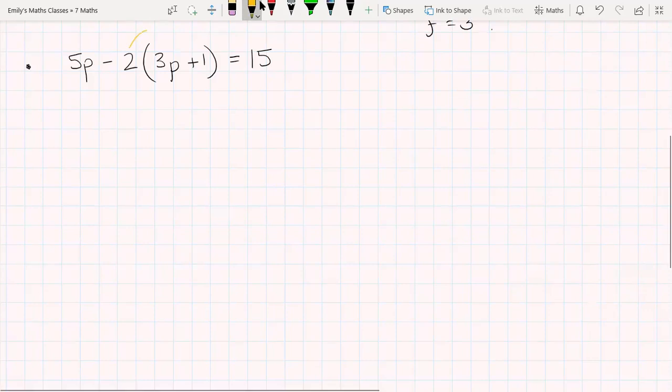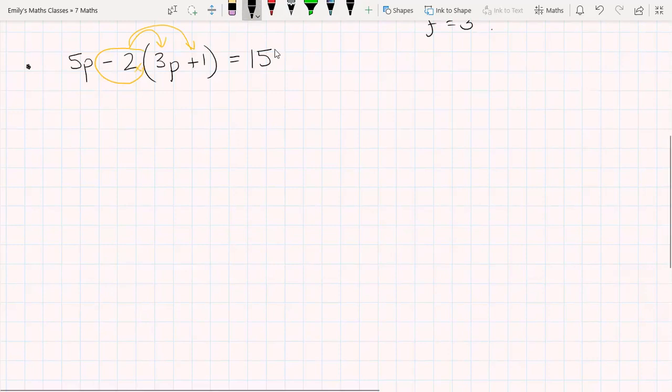We've got the 2 connected to this, and there's a times in there. The thing to remember is it's not just 2 out the front, it's minus 2 out the front. So this one is very tricky. People get this sort of one wrong all the time. So let's go ahead and expand the brackets.